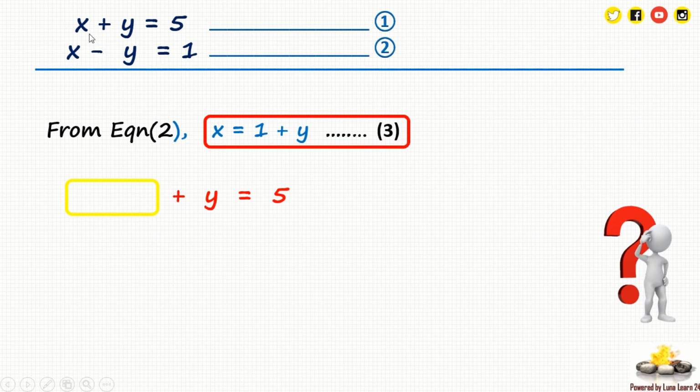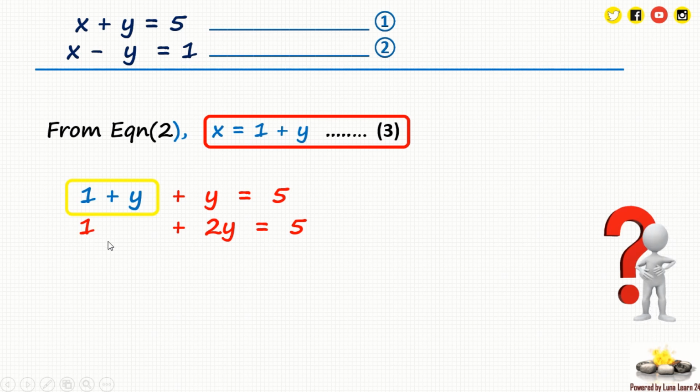So we have plus y equals 5, that's still the equation. But at this moment, we are going to replace this x here by its value we obtained from equation 2, which is 1 plus y. So here we have 1 plus y plus y equals 5. Simplifying gives us 1 plus 2y, and that gives us 5.